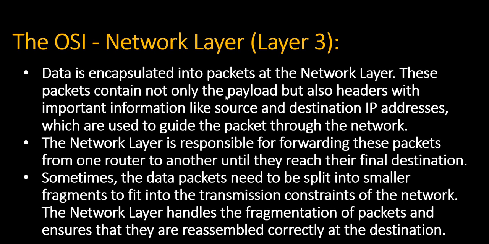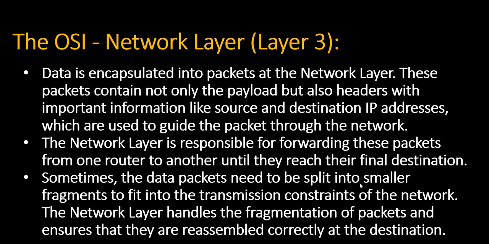Okay, the data is encapsulated into packets at the network layer. In the previous layer, the data link layer, we created frames. In a similar way, here the data will be encapsulated into packets. These packets contain not only the payload but also headers with important information like source and destination IP addresses, which are used to guide the packet through the network. The network layer is responsible for forwarding these packets from one router to another until they reach their final destination.